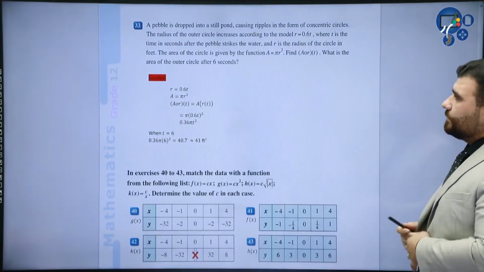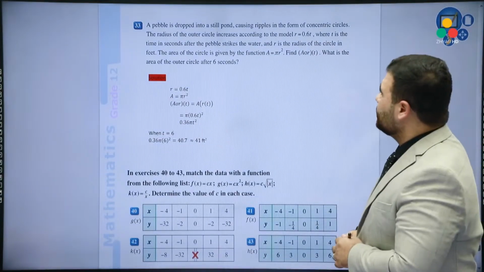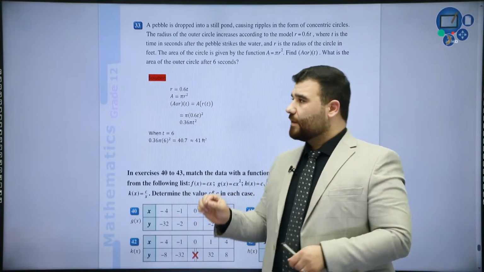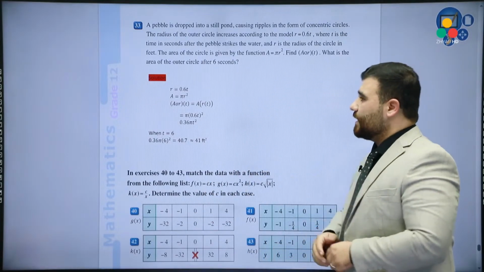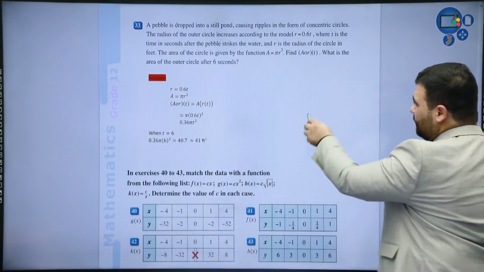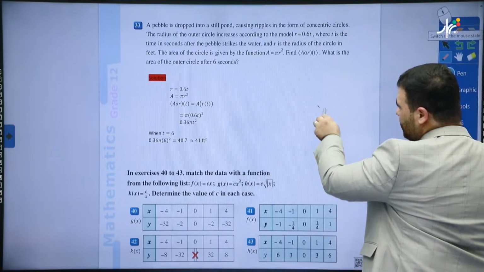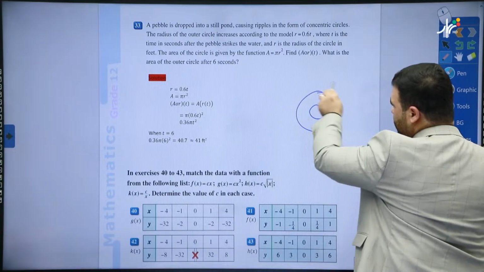Okay, this is a good question. A pebble is dropped into a still pond. There's a pond of water. The water is still. Then a pebble drops down. It forms some sort of circles. And the circles are like one after another.